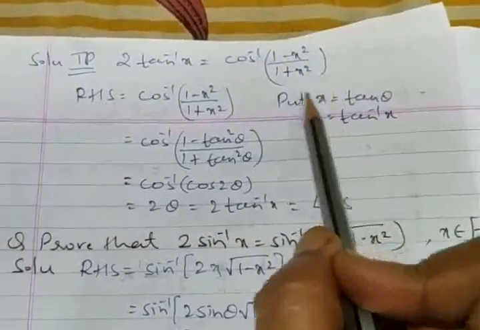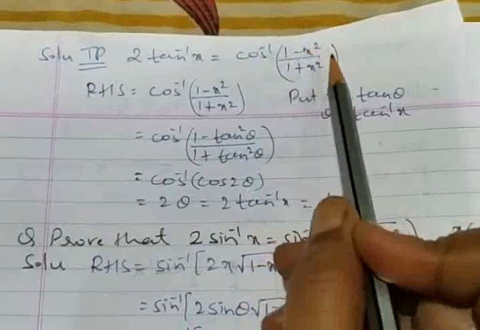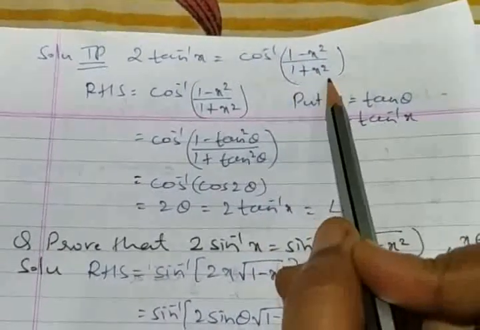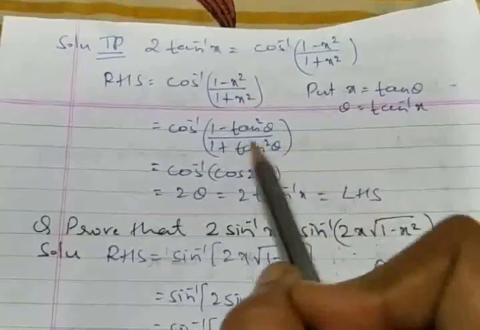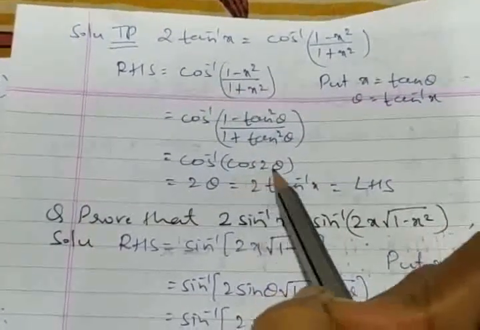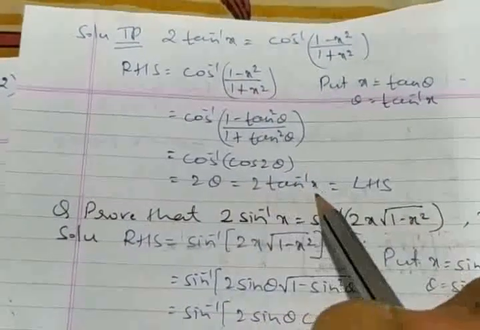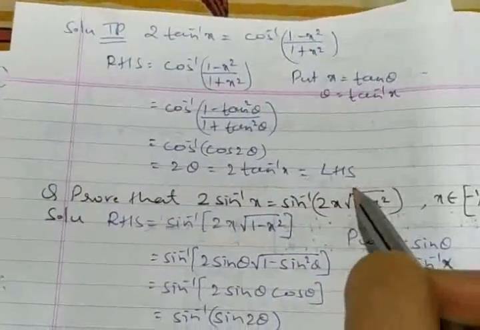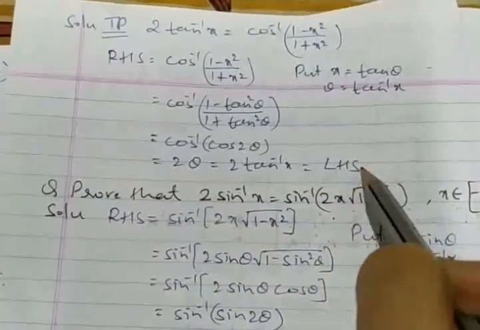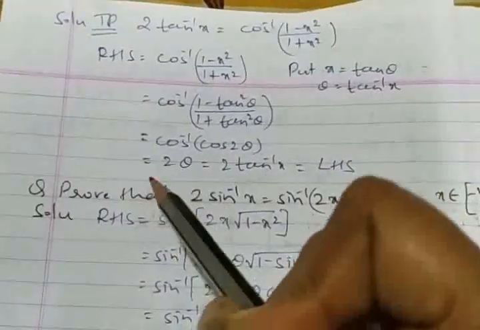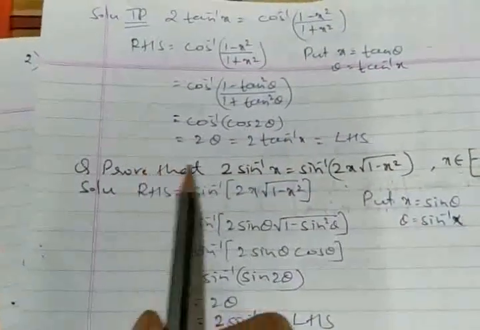2 tan inverse x is equal to so and so. After seeing this term, which formula comes to your mind? 1 minus tan square theta divided by 1 plus tan square theta. So obviously, everything has been done. Cos 2 theta reduces to 2 theta, and finally 2 tan inverse x. That itself is the LHS. So as a last conclusion step, from the first, second and third, we have the whole result. Just try to conclude the answer.